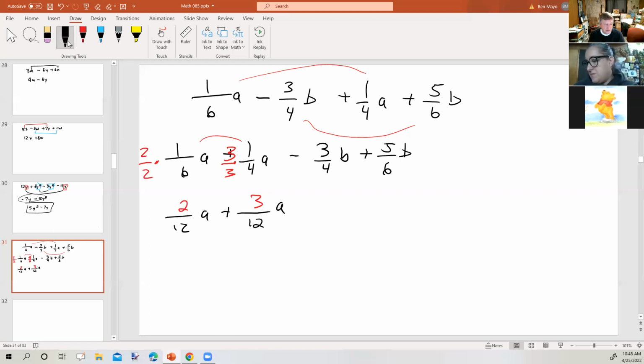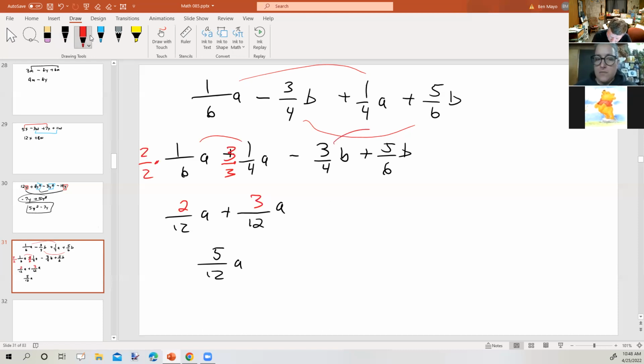Now I'm ready to combine the two coefficients. 2/12 plus 3/12 is 5/12, and it's 5/12 A. I can't reduce 5/12. If I could, I would, but I can't, so I shan't. All righty.